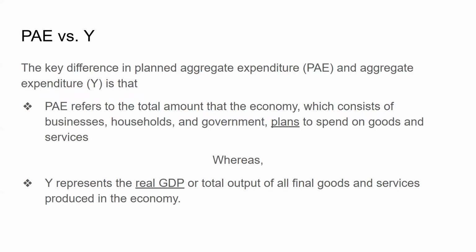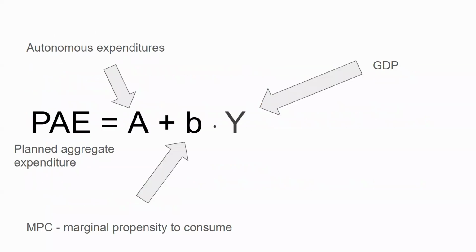Aggregate expenditure Y versus planned aggregate expenditure PAE. PAE versus Y. The key difference in PAE and Y is that PAE refers to the total amount that the economy plans to spend on goods and services, whereas Y represents the real GDP or total amount of all final goods and services produced in the economy.